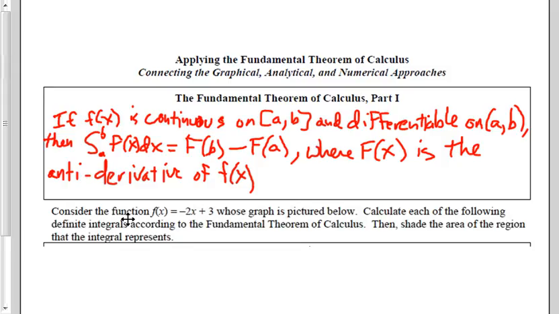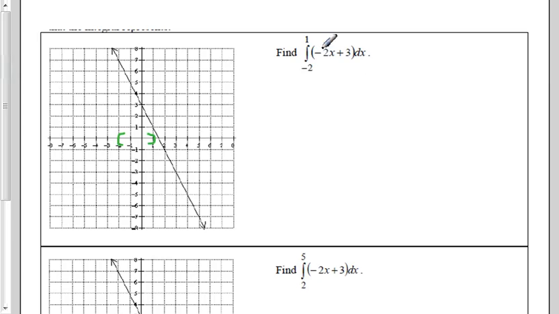Same example. So consider the function f of x equals negative 2x plus 3, whose graph is pictured below. Calculate each of the following definite integrals according to the fundamental theorem of calculus, then shade the area of the region that the integral represents. So what we're looking at here is the interval from negative 2 to 1. So if I just did this, and I shade that in, this is negative 2x plus 3. This is the x-axis. So we're saying the integral is the area between the function and the x-axis. This ends up being a trapezoid.